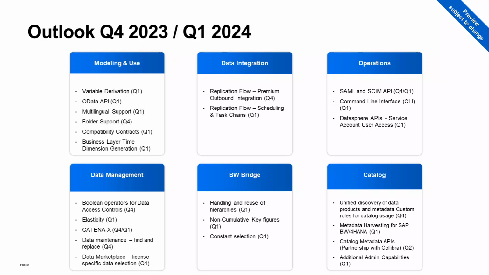The last topic I want to talk about is related to the catalog. This year we will add data products coming from the data marketplace to the catalog. The catalog will also support metadata harvesting for SAP BW for HANA Cloud. And the APIs we need to integrate with Collibra are currently planned to be delivered in Q2 2024. Prior to that, there will already be enhanced capabilities for the catalog admin user role.